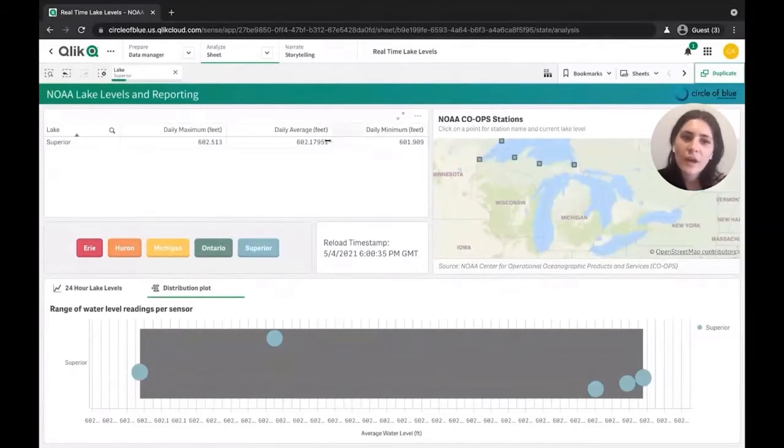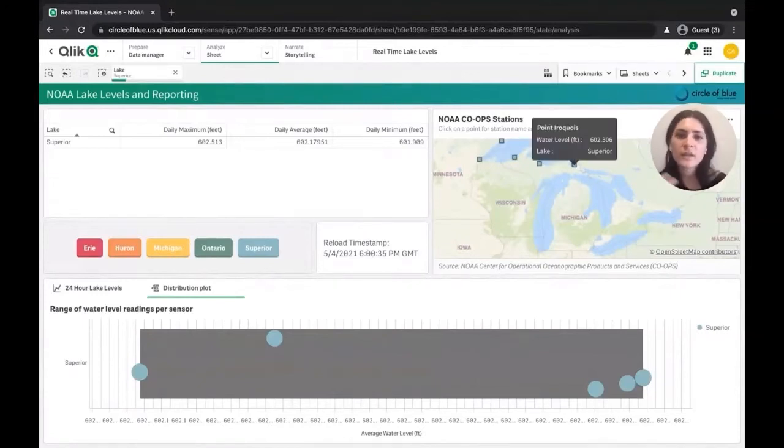First off, we can see here you have your daily averages that are reported as of today at Lake Superior. Say you live along the upper edge of Michigan and you want to know that exact lake level at your nearest station reporting, the map is really great for checking that. Oh, look, Point Iroquois has 602 feet above the International Great Lakes Datum. And down here in this distribution plot, you can see how that station that's closest to you compares with other reporting stations in the Lake Superior region.